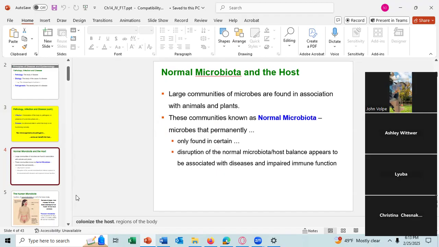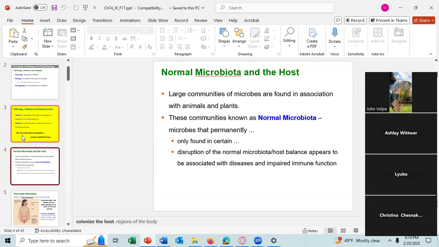The normal microbiota is only found in certain regions of the body, and disruption of the normal microbiota and its host balance appears to be associated with disease and impaired immune function. What do I mean by that? Well, all of you have normal microbiota in your gut, and that normal microbiota has established a relationship with your host. So, yeah, it's a normal microbiota. But there's a host balance, meaning that if the normal microbiota were to grow in your gut too much, your host will, I don't know, prune it.